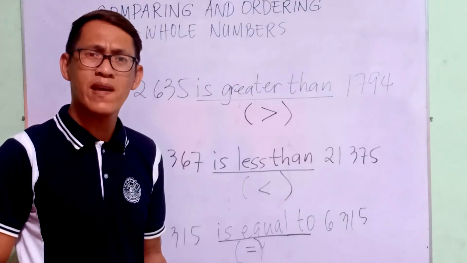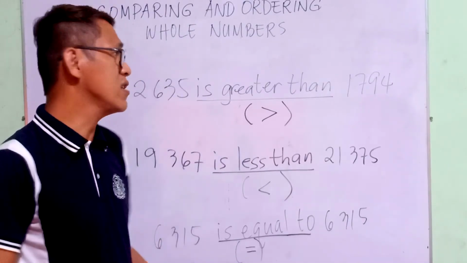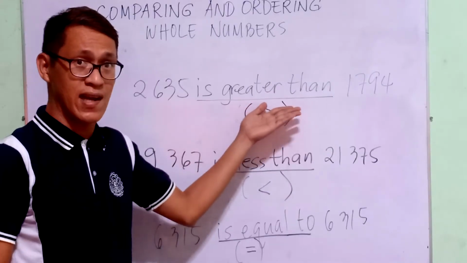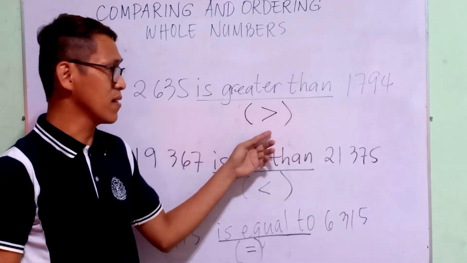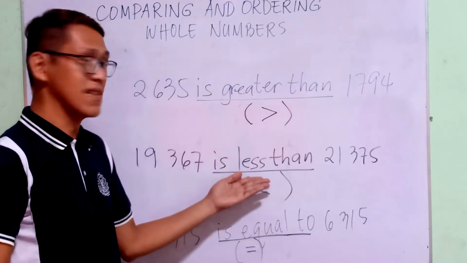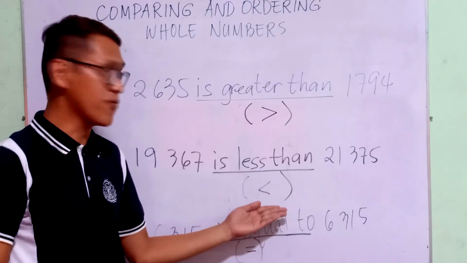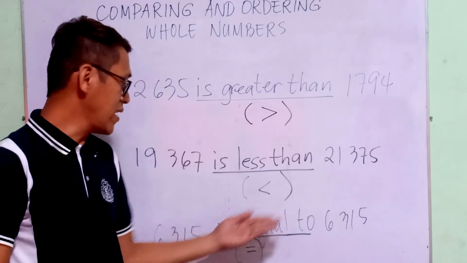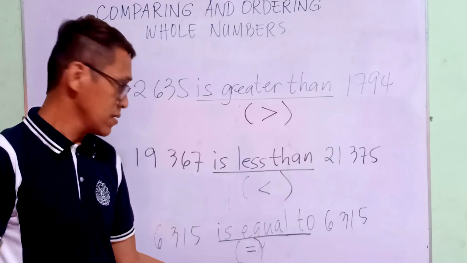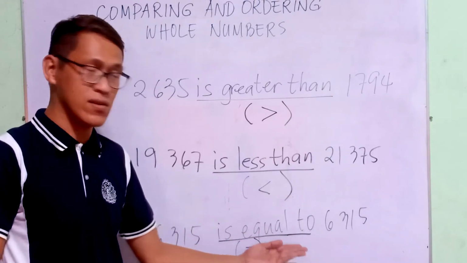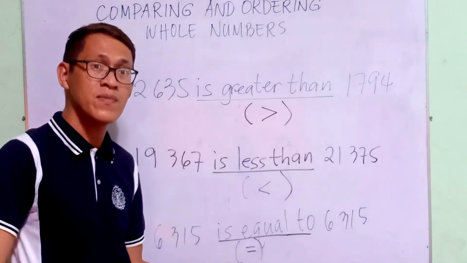Now, when we compare two numbers, we usually use is greater than or the symbol for greater than, is less than or the symbol for less than, and if the two numbers are equal, instead of using is equal to, you can also use the symbol for equal.